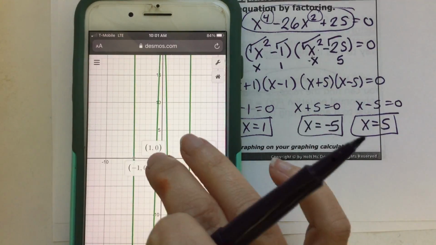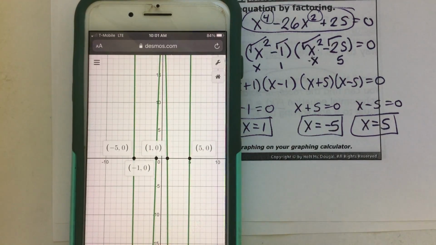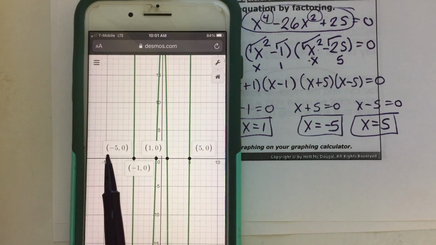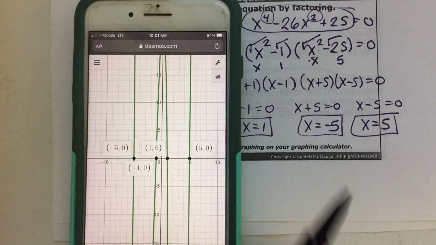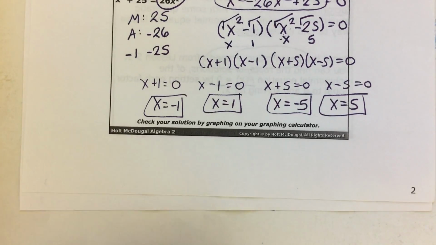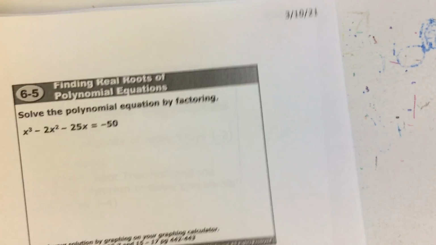Check that out. 1, 2, 3, 4 zeros. And you can go ahead and just tap. We are looking at the x values. Our solution should have been -5, -1, +1, +5. That's exactly what we got. So we checked our work. We have a visual of what's going on, and we can move on to the last question.